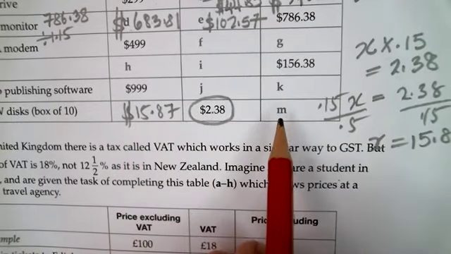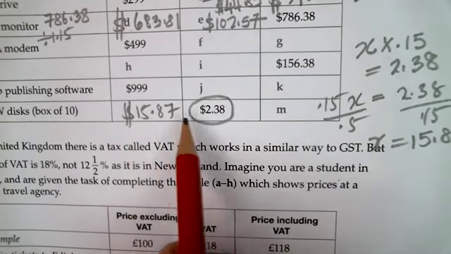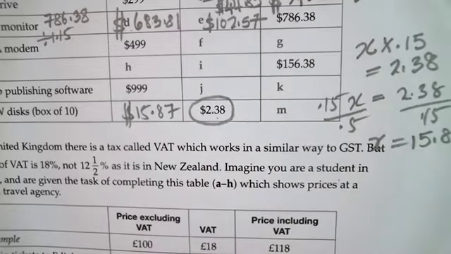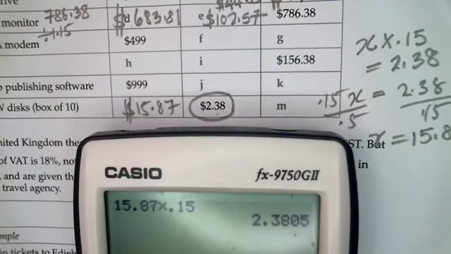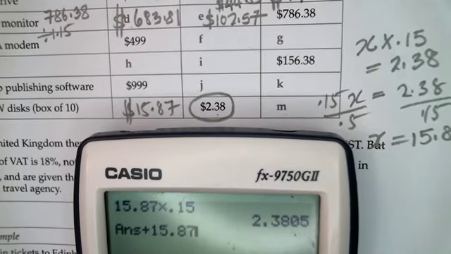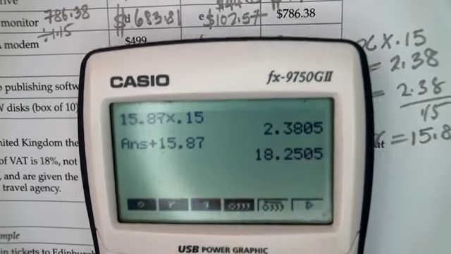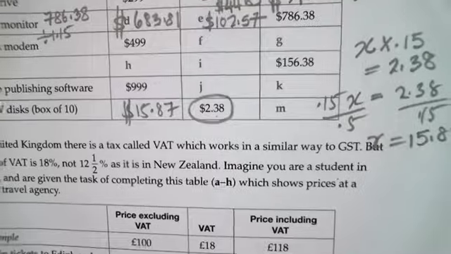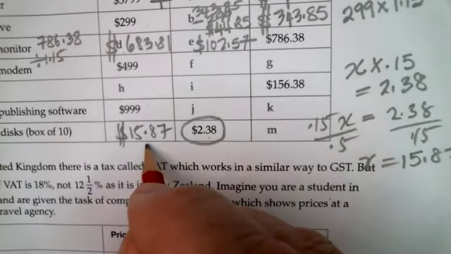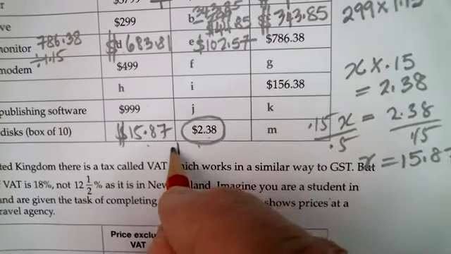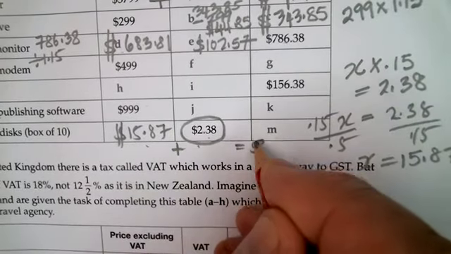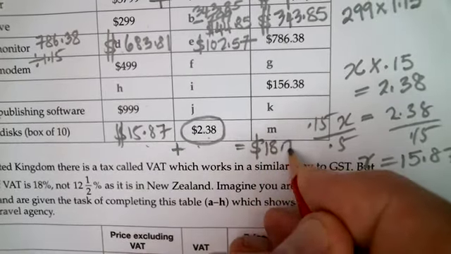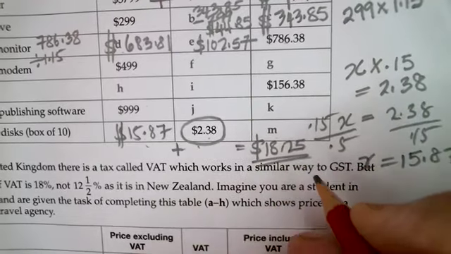Now, of course, to find this here, all we have to do is add these two, and we get the final one. So I've got my 2.38. I'm going to take my 15.87. I add them together, and I end up with 18.25. So this is this plus this, put a plus in the middle, equals, and I get $18.25. And that is how to find the answer.